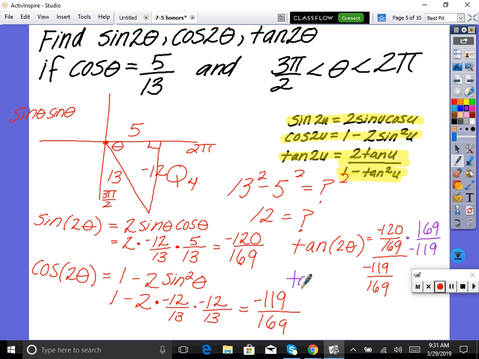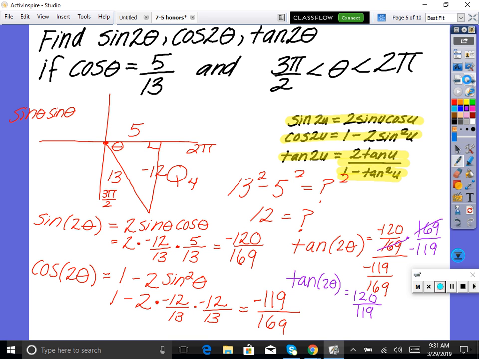So won't our tangent of 2 theta just be 120 over 119? Those negatives divide out. 120 over 119. Okay, awesome. So just make sure that you understand, guys, if you're ever asked to find sine of 2 theta, cosine of 2 theta, tangent of 2 theta, and you're only given stuff in terms of theta, you do have to change it. That's the point.